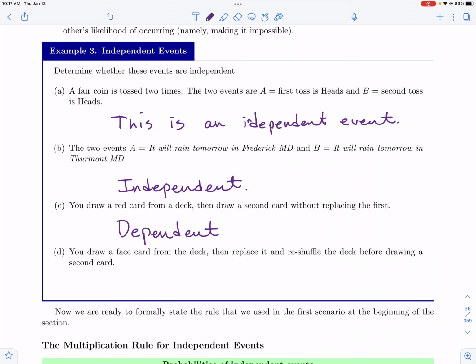You draw a face card from the deck, then replace it and reshuffle the deck before drawing a second card. So the fact that we put the card back in means that we still had a 12 out of 52 chance of getting a face card the second time around as we did the first time around. So this is going to also be independent.